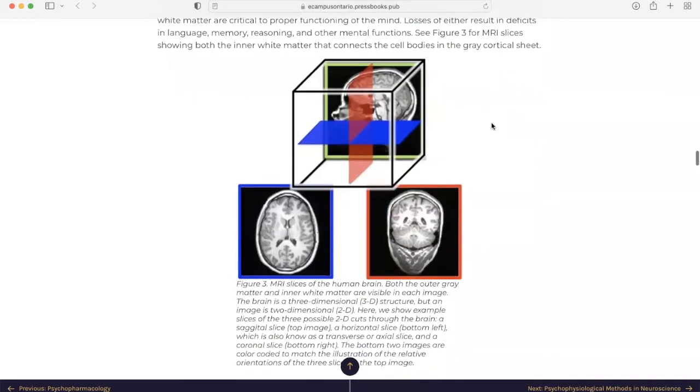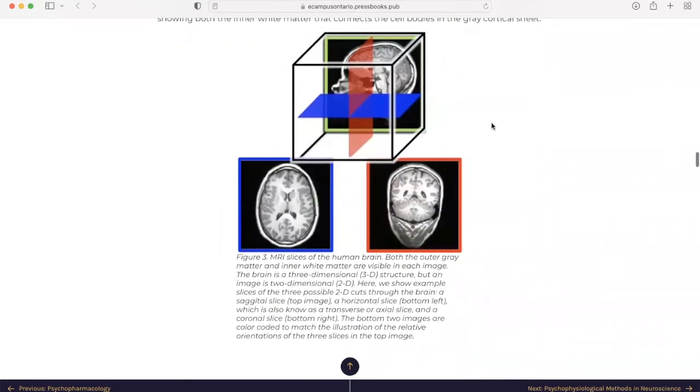I like it. And if you're watching this on YouTube, I show a figure of MRI slices of the human brain. So both the gray and white matter are critical to proper functioning of the mind. Losses of either result in deficits in language, memory, reasoning, and other mental functions. So what these MRI slices are showing is both the inner white matter that connects the cell bodies in the gray cortical sheet.